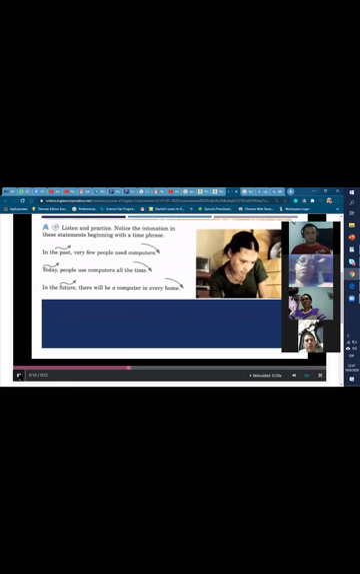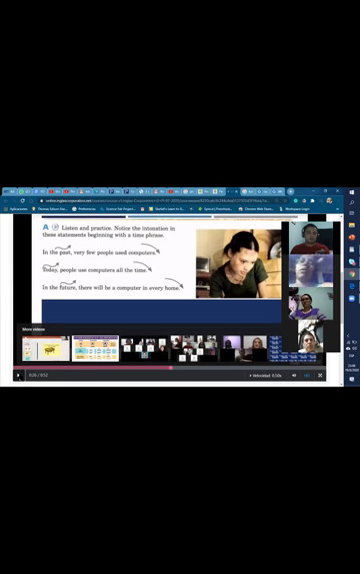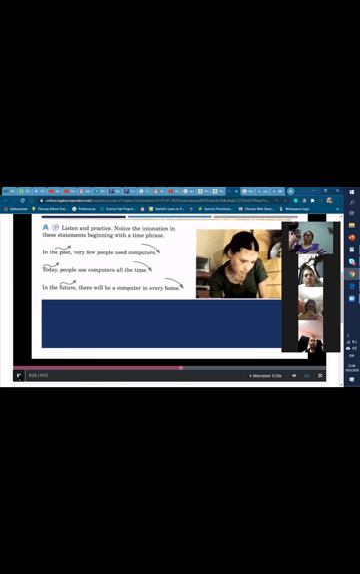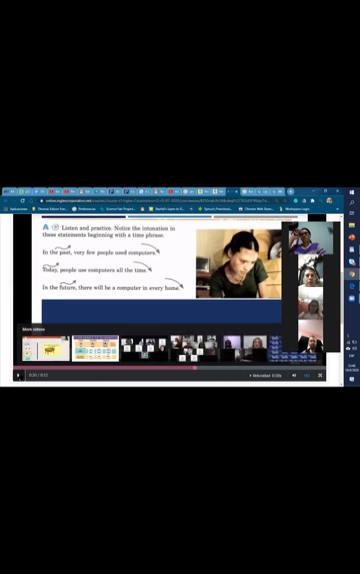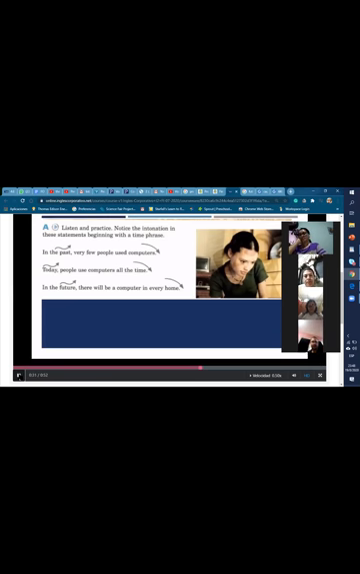Notice the intonation in these statements beginning with a time phrase. In the past, very few people used computers. Go ahead. In the past, very few people used computers. Down, up, down. Okay, next. Today, people use computers all the time. Today, people use computers all the time. In the future, there will be a computer in every home.